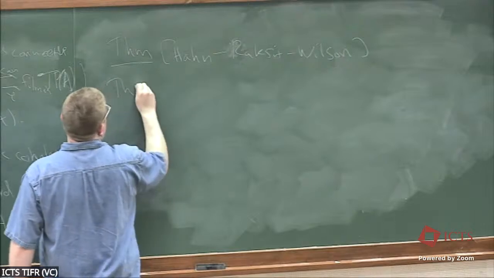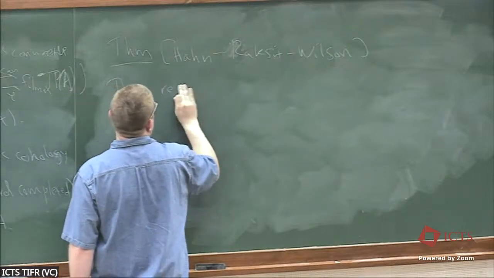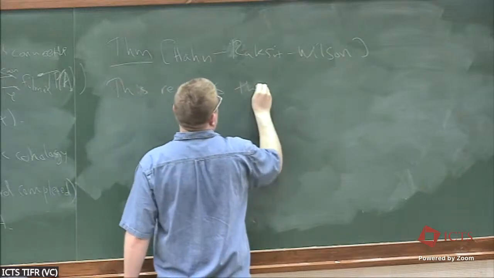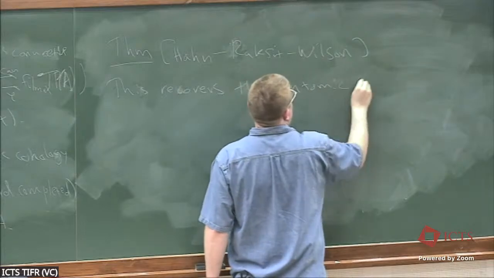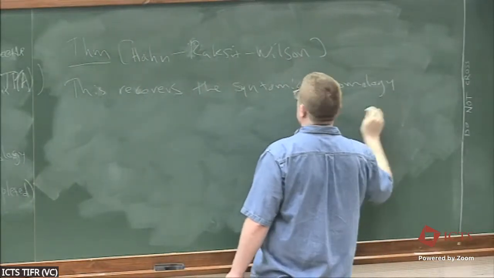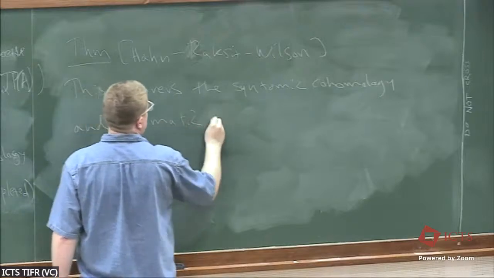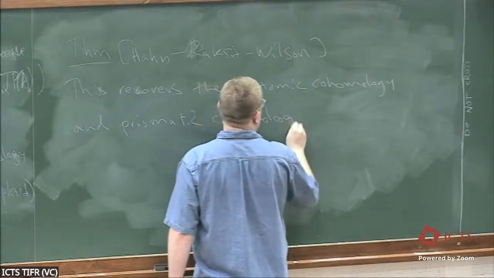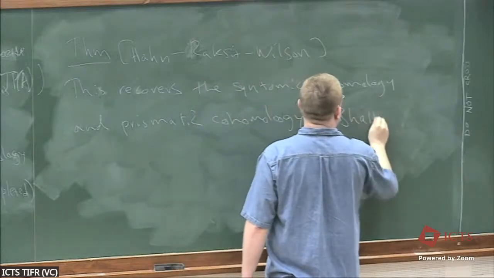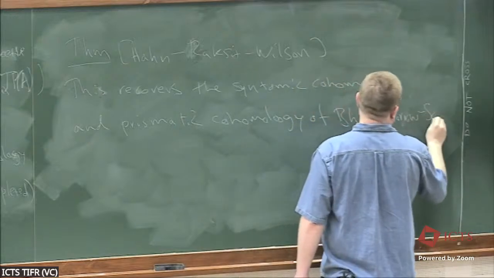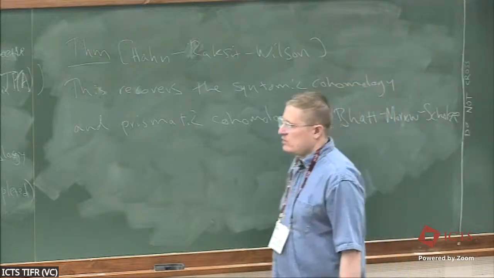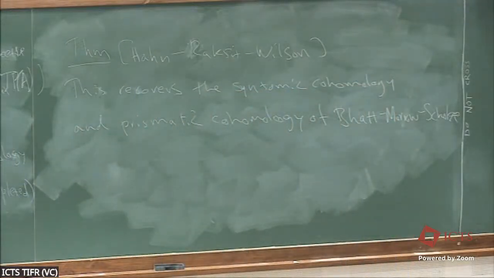So this recovers the syntomic homology and prismatic homology of Bhatt, Morrow, and Scholze. So Bhatt, Morrow, and Scholze, in around 2018, 2019, defined syntomic cohomology and prismatic cohomology in the setting of quasi-syntomic rings. So this is this kind of ring I discussed earlier.